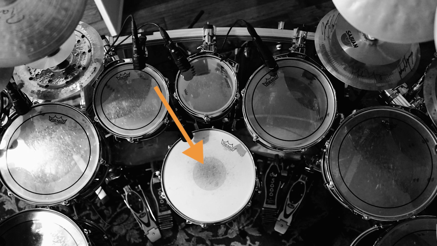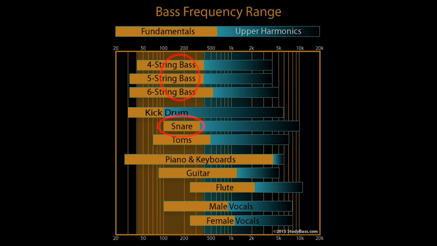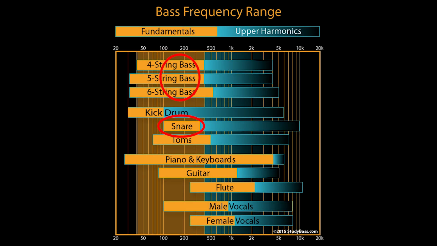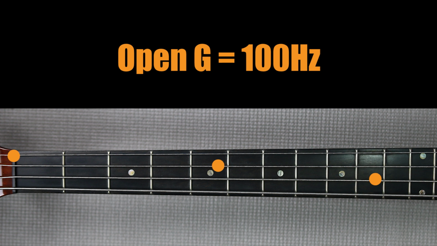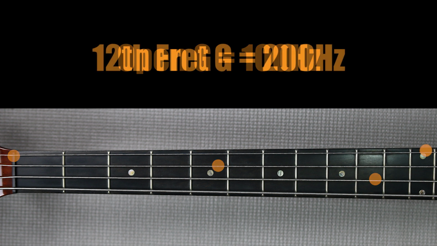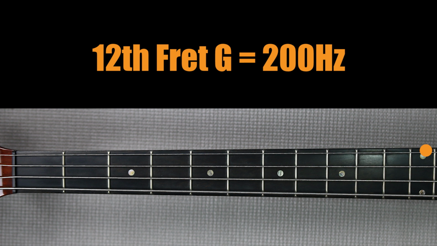Now the snare drum sits a bit higher than the kick drum, so it's often between 100 and 200 hertz. And this is where the common higher notes of the bass live. So open G, your open G string is 100 hertz, and the G on the 12th fret is about 200 hertz. So higher notes might try to be sensitive to the snare drum. Sometimes you use higher notes to reinforce the backbeat.